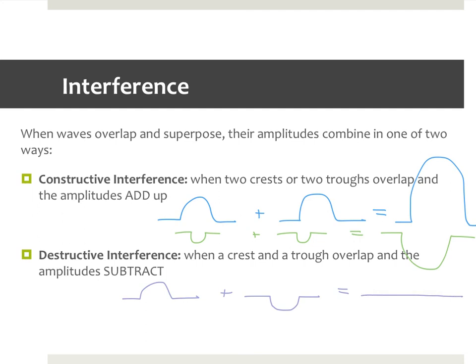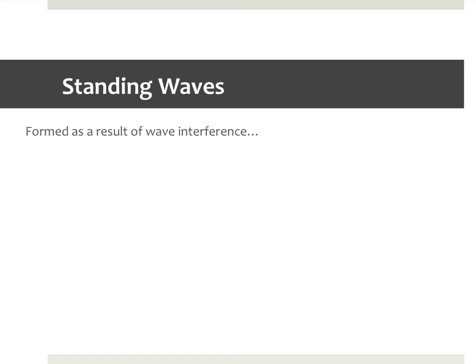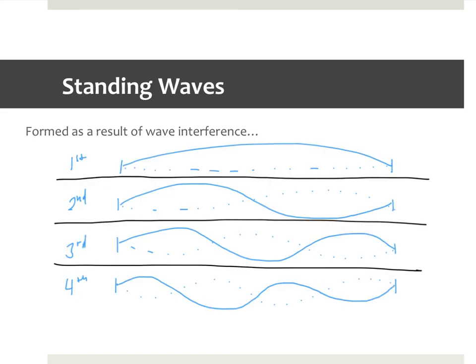It's like a flat line. Now when you have interference happening, then you have what is called standing waves. It involves both constructive and destructive interference happening at the same time. So here I've drawn for you the first four orders of standing waves. Standing waves look like waves that are standing in place. They're not traveling along the medium.